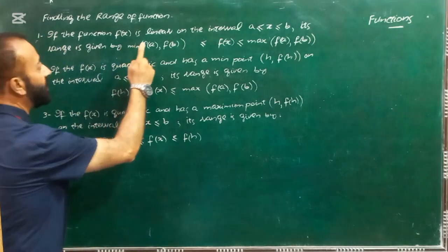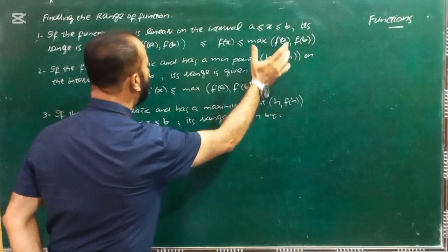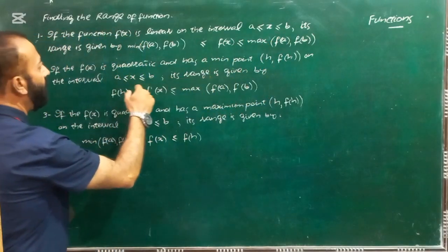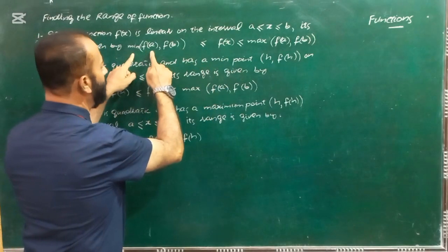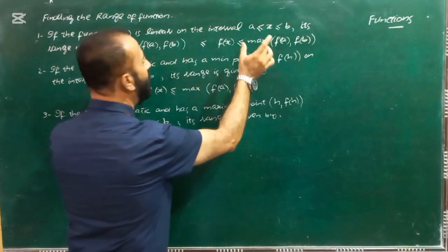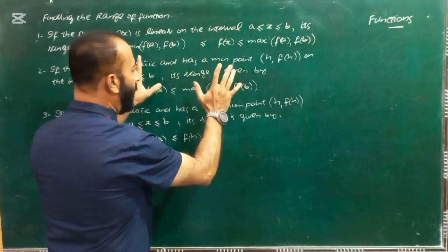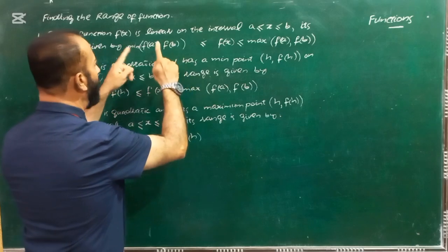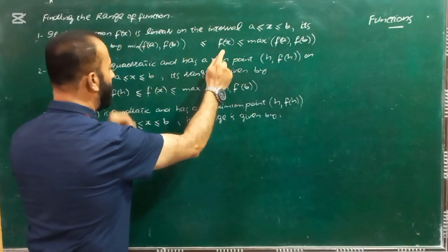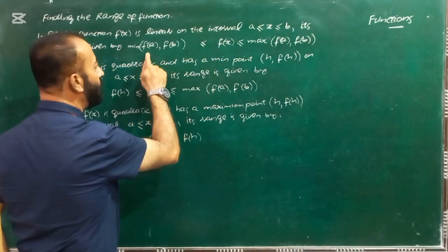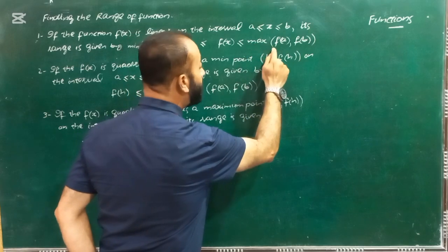If the function f of x is linear on the interval, and here is the interval, its range is given by f of x is greater than or equal to the minimum of f of a or f of b. So first we will find f of a, then we will find f of b. Then the range will be whatever the minimum value is: f of x will be greater than or equal to the minimum value and lesser than or equal to the maximum value.